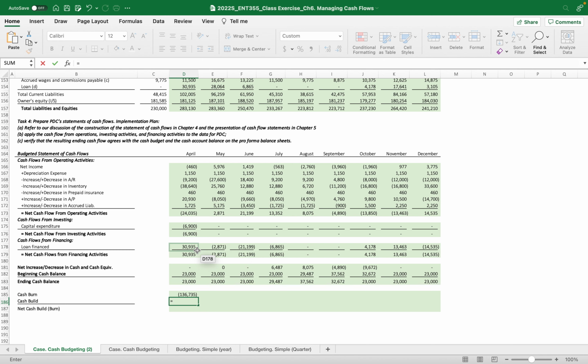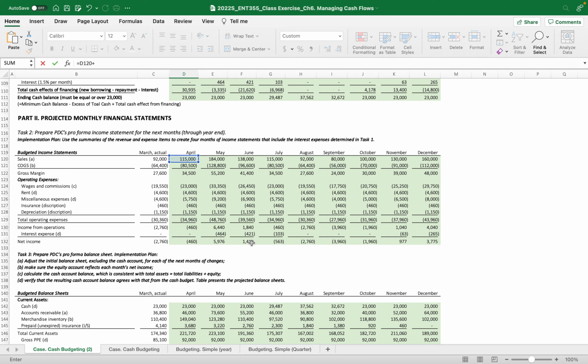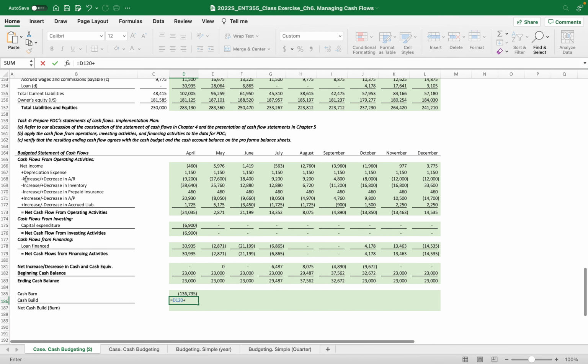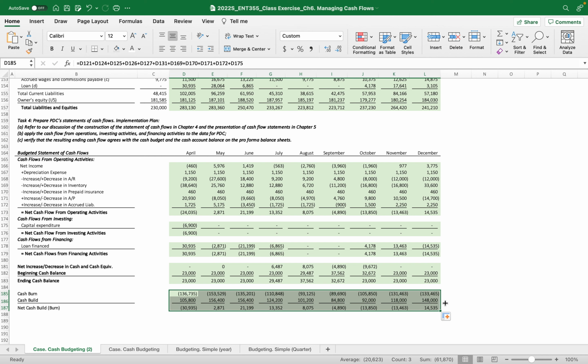And then the cash build is sales plus the increase in accounts receivable. So the sum of these two is the net cash build or burn. Then let's just drag to the right. And then we finally got the number here, the cash burn and build for each month.